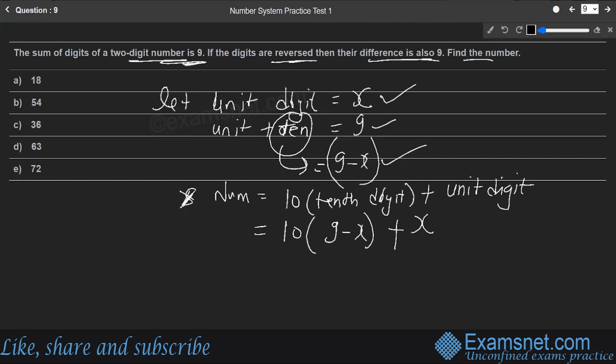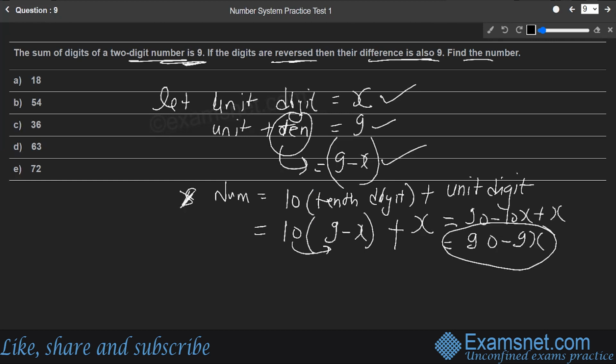So this is how we can make our number. The number comes out to be 10 into 9 minus x, so 90 minus 10x, plus x, which becomes 90 minus 9x. This is what the number becomes.